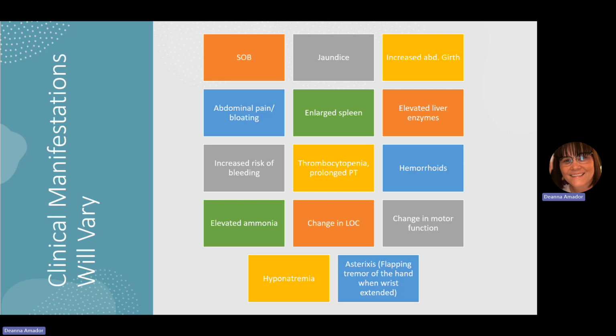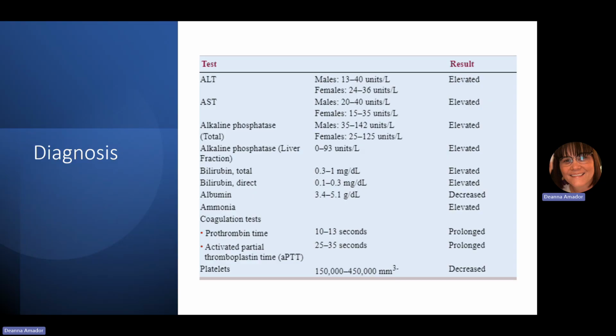So asterixis, this is important to watch for because this will tell you if your ammonia is increasing. So it's correlated to your ammonia level, which can cause somebody to become obtunded. So the big thing in here is avoid medications that can increase risk of bleeding when you have any problems with your liver. So we would be avoiding things like aspirin, NSAIDs. Always think bleeding with the liver.